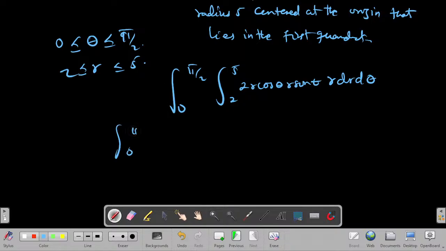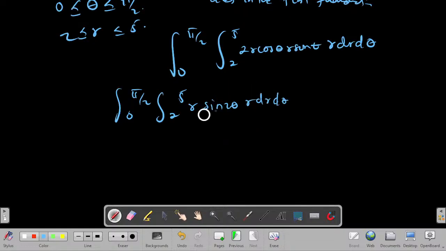So integral 0 to pi on 2, you simplify, 2 to 5. Now I get 2. Remember 2 cos theta sin theta is what? Sin 2 theta. So we simply have r sin 2 theta r dr d theta. Then my r and my r become r squared. So integral 0 to pi on 2, integral 2 to 5, r squared sin 2 theta dr d theta. As simple as that.